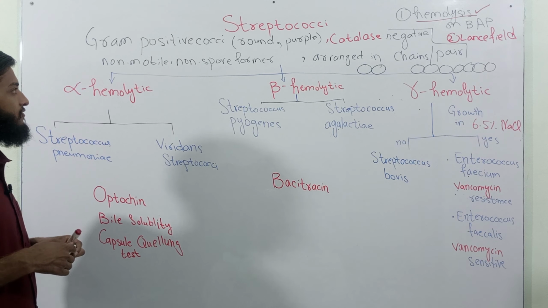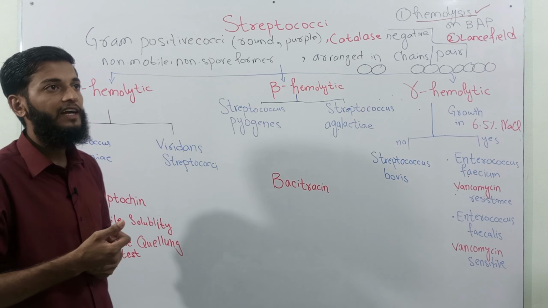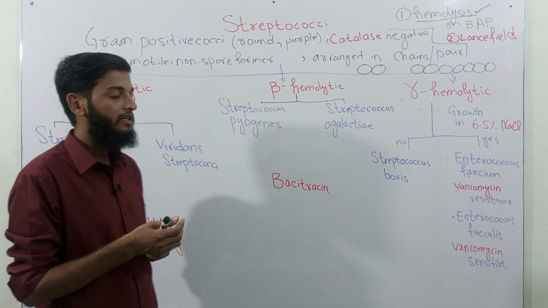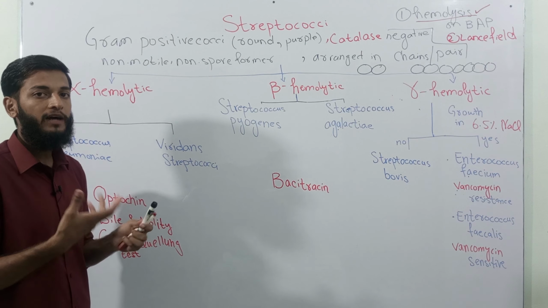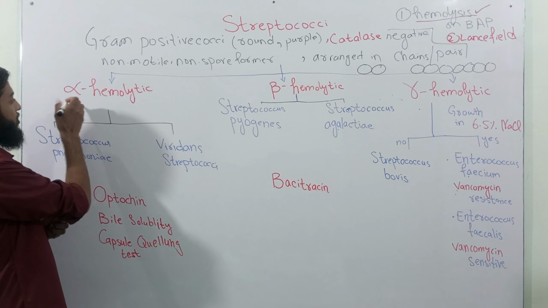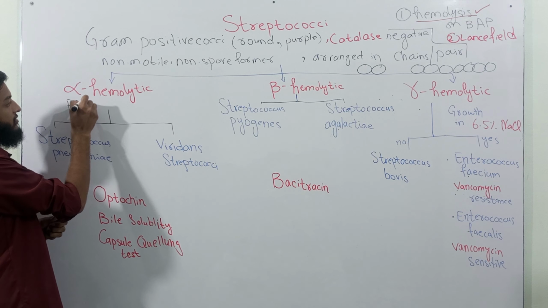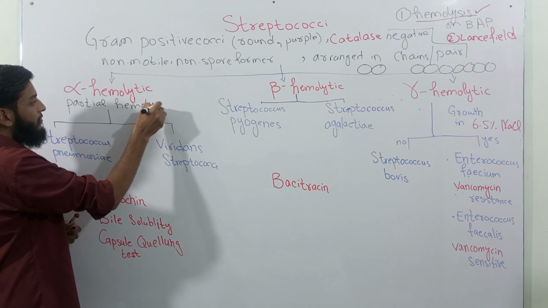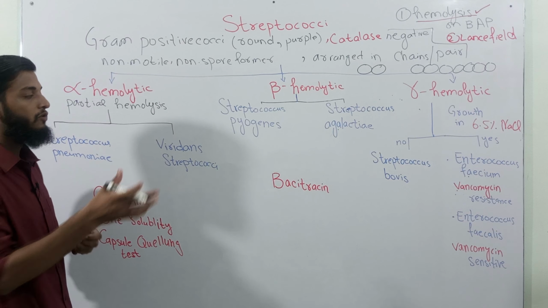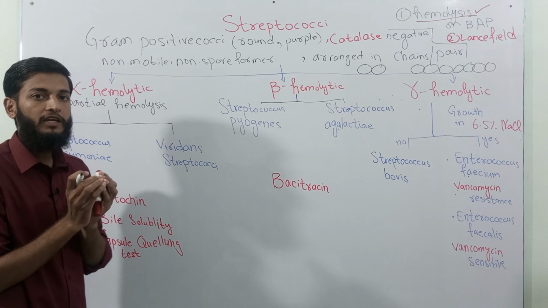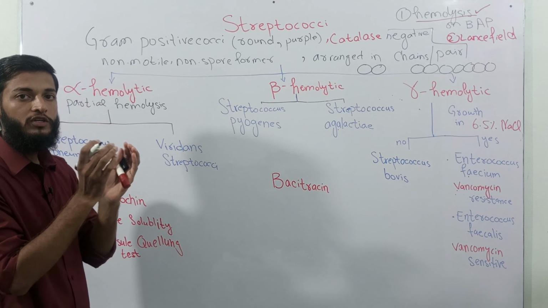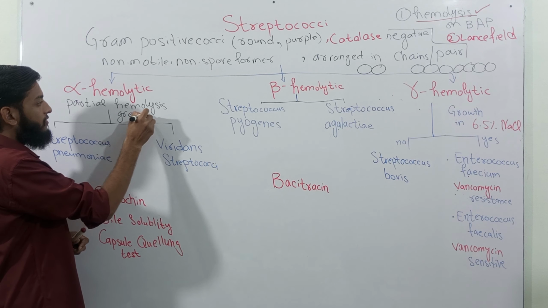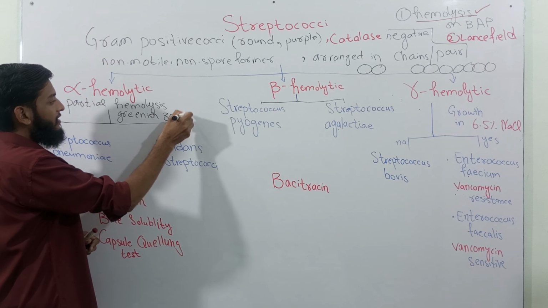Alpha-hemolytic Streptococci means when these Streptococci grow on the surface of blood agar plate, they cannot completely break down red blood cells from the blood agar plate. So they cause partial hemolysis, or partial breakdown of red blood cells. So alpha hemolysis is partial hemolysis. And around a bacterial colony that produces partial hemolysis, there will be a greenish zone surrounding the colony that indicates the alpha hemolysis.